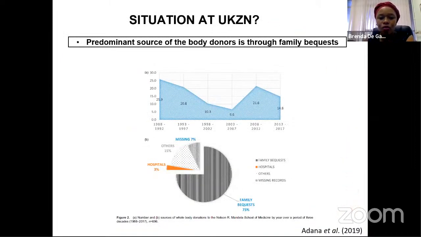And then as I go towards the end, the predominant source now is from body donors, and it's through family bequests as well, which again, you can see in this graph here, 75% of the bodies received from family bequests, which also shows similarities with the University of Witwatersrand. Yes, that's it from my side and my presentation. Thank you so much. I hope that gave you a nice introduction, and you have sight of what's been going on globally, in the African continent and here in South Africa.